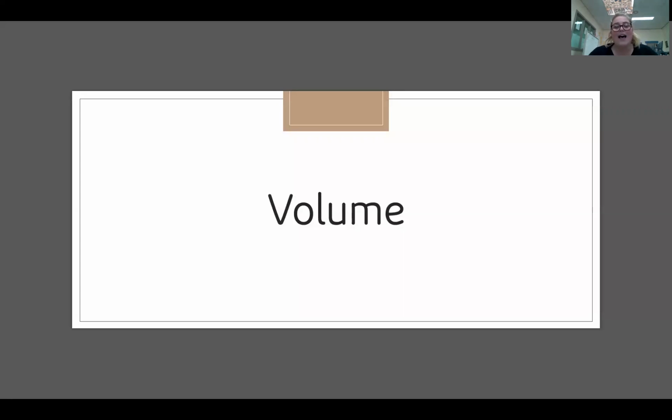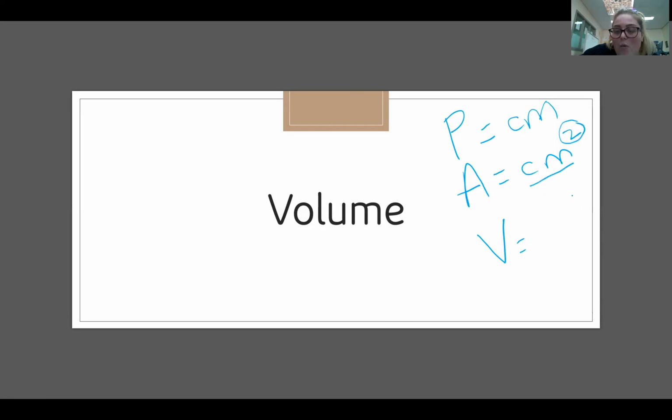We are now going to have a look at volume. So we've done perimeter, we've done area, and now we're doing volume. Okay, so when we write our units, we have centimeters, and after perimeter we don't write anything else. After area we write centimeters squared, or our unit of measurement squared. What do you think you would put at the end of our volume? All right, we're going to have a look, and I want you to see whether you've guessed correctly.